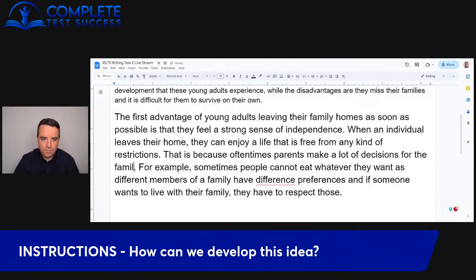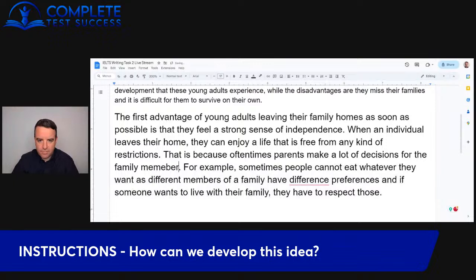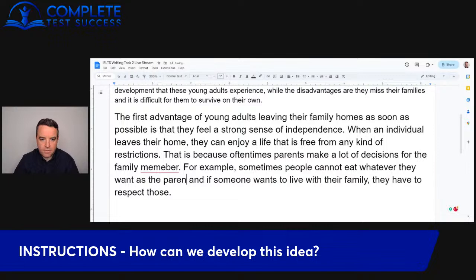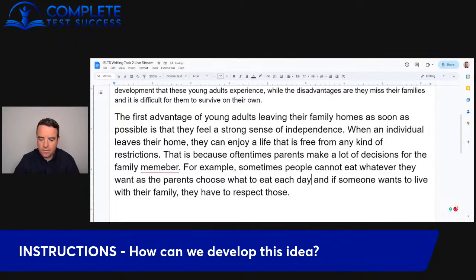for the family members. For example, sometimes people cannot eat whatever they want, as the parents choose what to eat each day. And if someone wants to live with their family, they have to respect those decisions. Okay.